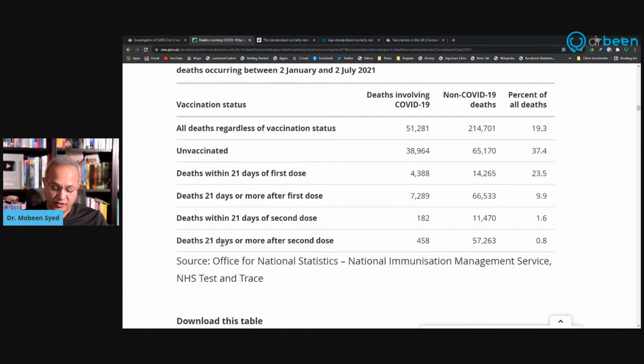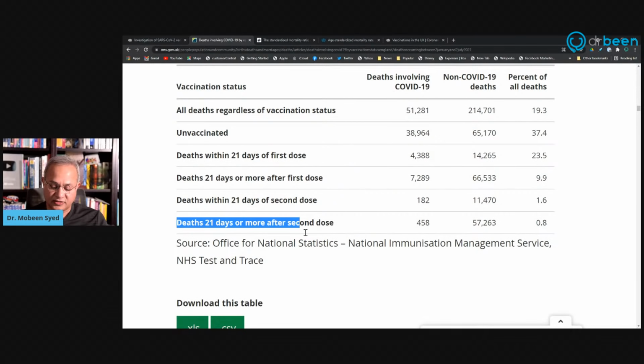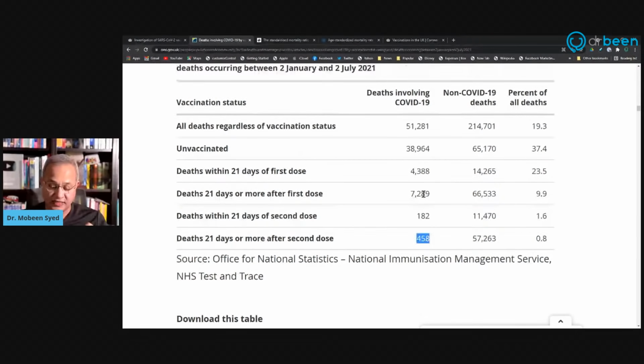If I go down here to deaths 21 days or more after the second dose, 458. And please, there are going to be folks who would now accuse me that you skipped some rows deliberately. You can look at them as well. You can call them vaccinated if that helps you make your case. I want to see fully vaccinated folks. 150 to 38,000 deaths. But there is still a piece that is missing.